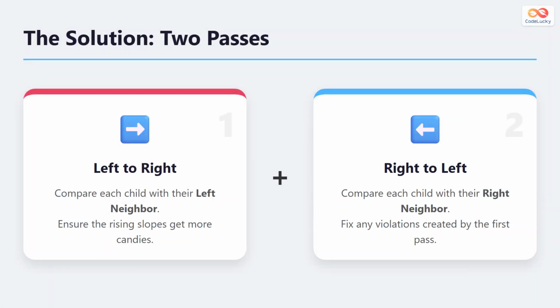Trying to solve this in a single pass is difficult because a child's candy count depends on both their left and right neighbors. The optimal strategy breaks this into 2 simple passes. First, we scan from left to right to satisfy the left neighbor condition. Then, we scan from right to left to satisfy the right neighbor condition.